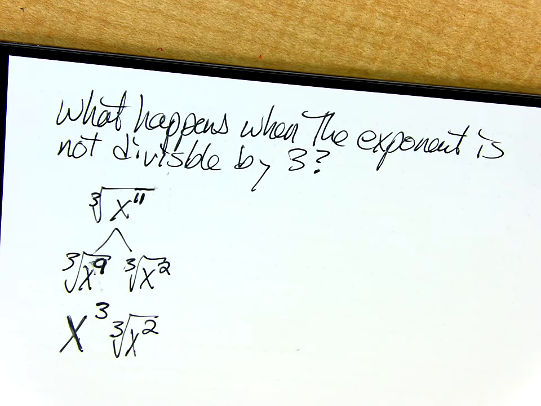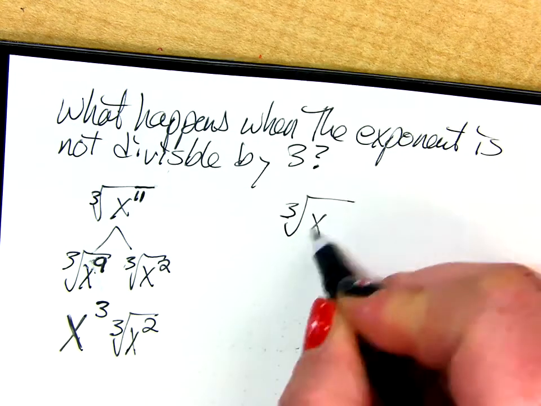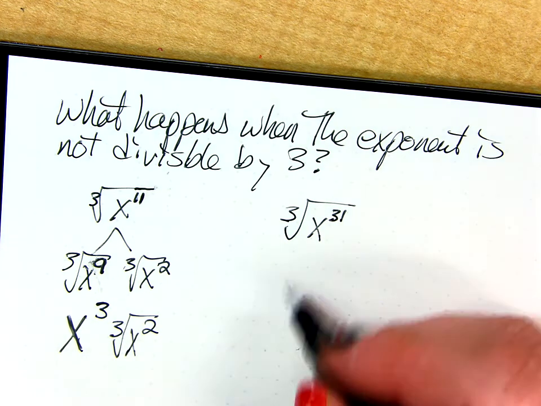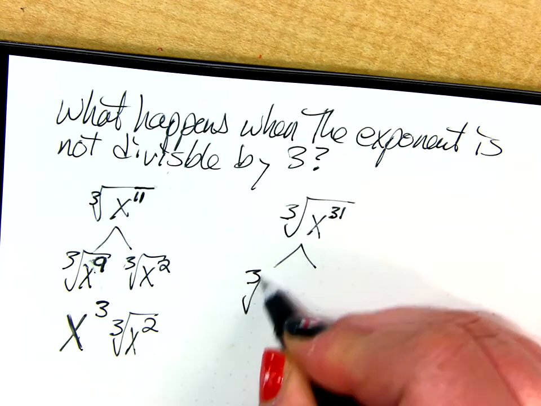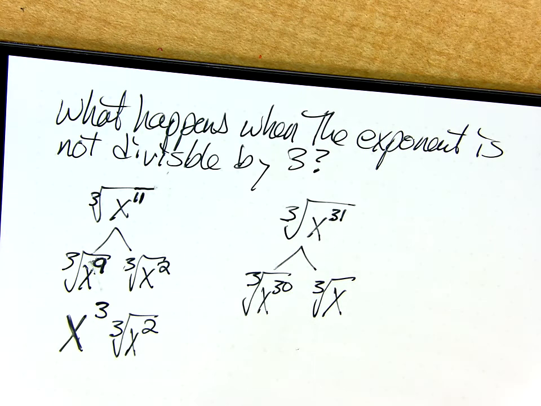Let's try the cube root of x to the 31st. So I can't do 31 divided by 3. So I'm just going to keep going down until I hit a number that I can divide by 3. Can I do 30 divided by 3? Of course I can. So in this case, I do just go down by 1. But it's not always going to be that way. You either go down by 1 or you go down by 2, because someone should be divisible by 3.